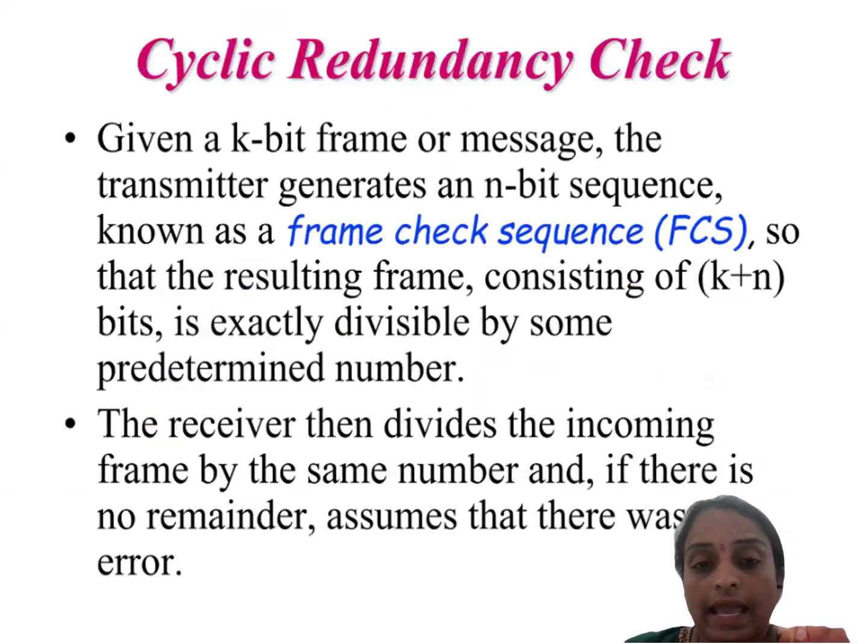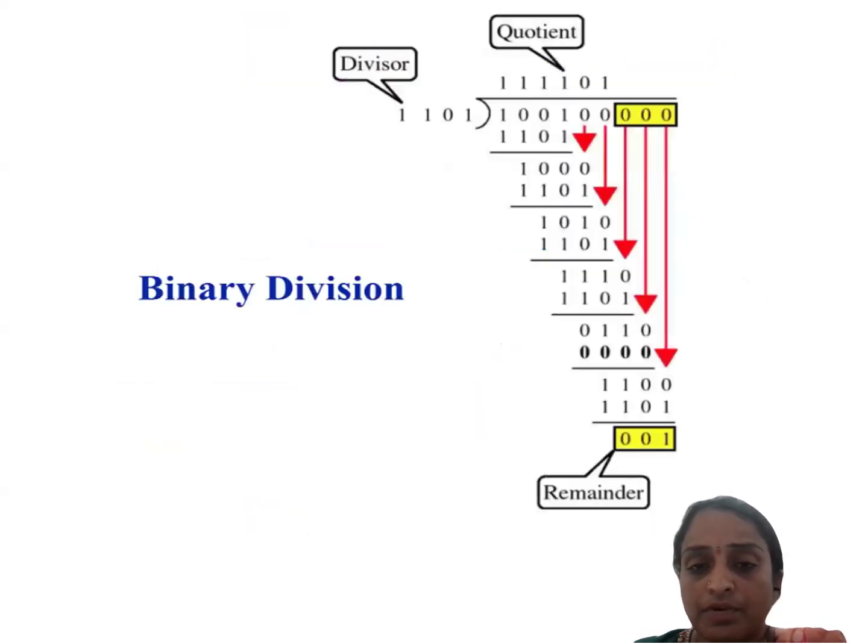For a k-bit frame or message, the transmitter generates an n-bit sequence, known as the frame check sequence, so that the resulting frame consisting of k plus n bits is exactly divisible by some predetermined number. The receiver then divides the incoming frame by the same number. If there is no remainder, assume that there was no error. Now see one example.